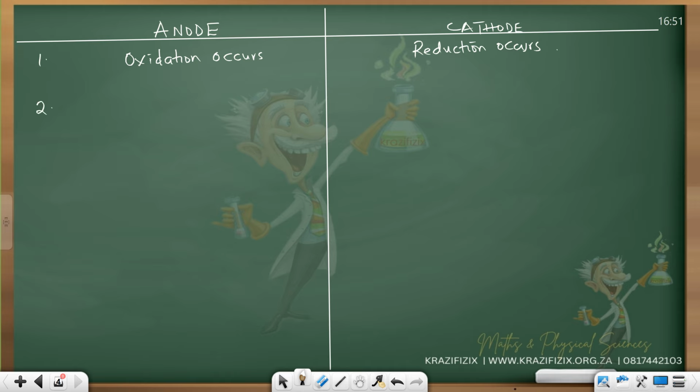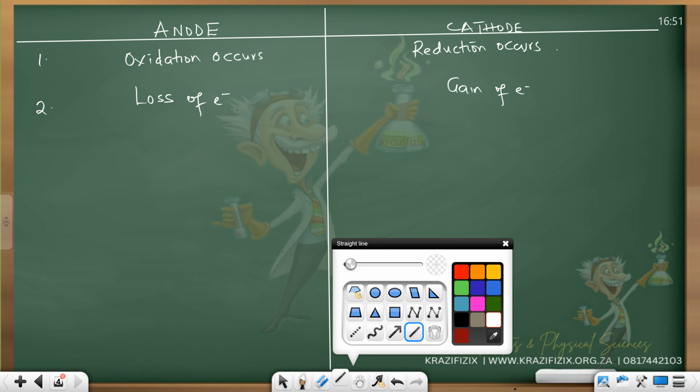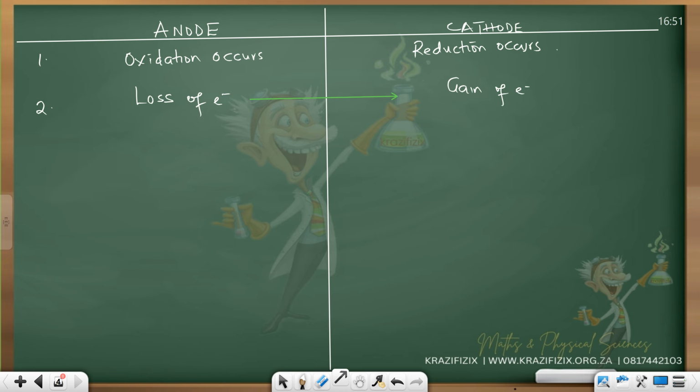Somebody wants to give me something. Number 2, who's giving me something? The anode is where we lose electrons because oxidation is loss. So we talk about transfer, the loss of electrons and the gain. Which means electrons would move from where? Anode to cathode. Movement of electrons.